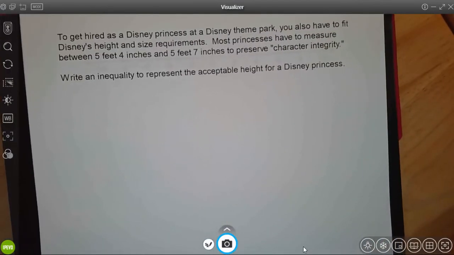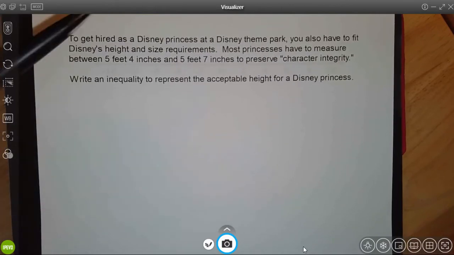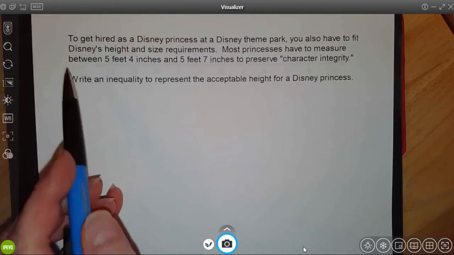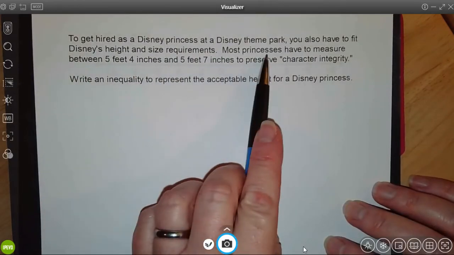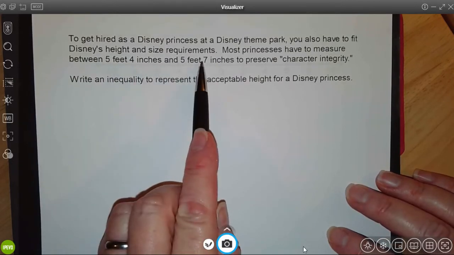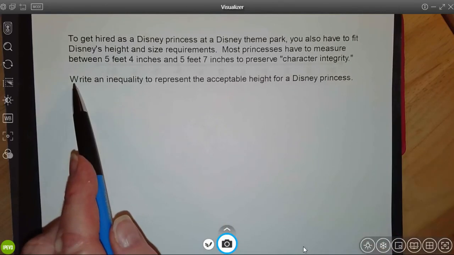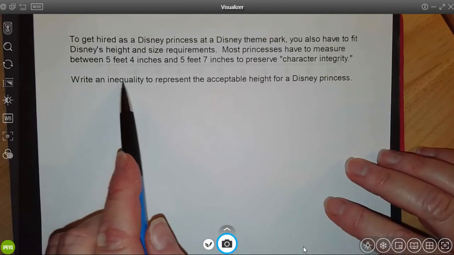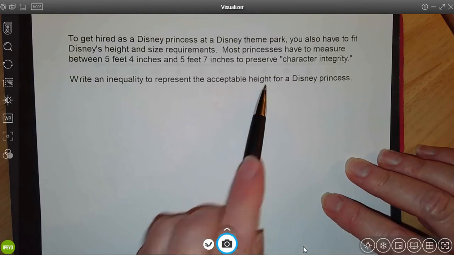So here's another example, and this is a true story, guys. To get hired as a Disney princess at a Disney theme park, you also have to fit Disney's height and size requirements. Most princesses have to measure between 5 feet 4 inches and 5 feet 7 inches to preserve character integrity. The directions: write an inequality to represent the acceptable height for a Disney princess.